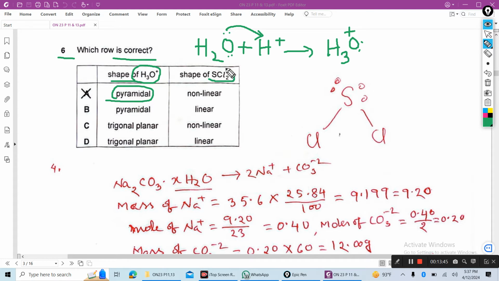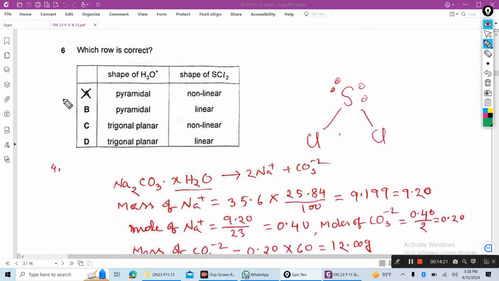Now sulfur dichloride, you see sulfur is a group 6 element, so it forms 2 bonds here to chlorine. As sulfur is a group 6 element, it has 6 electrons in its outer shell. 2 bonds form, remaining 4 electrons, 2 lone pairs. So with 2 bond pairs and 2 lone pairs, this shape will be V shape or bent shape, I mean non-linear. As there are lone pairs, this molecule is not linear. Now A is the correct answer.